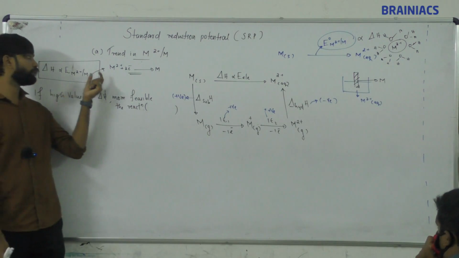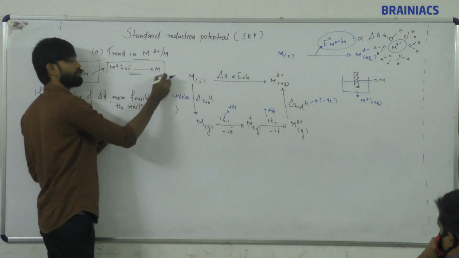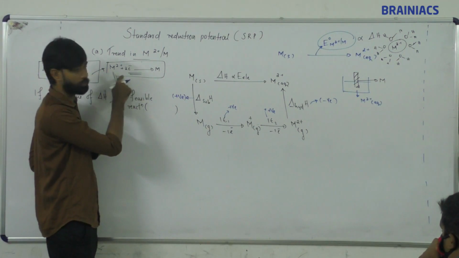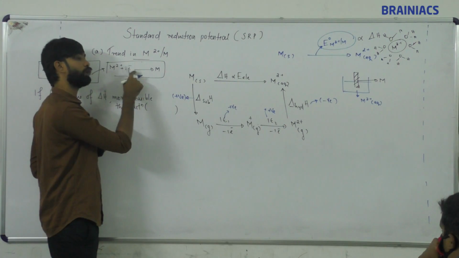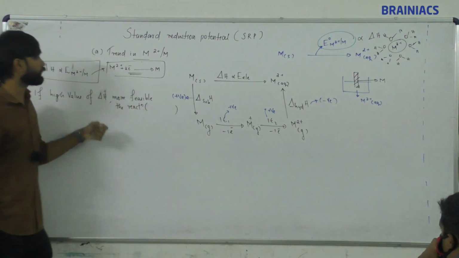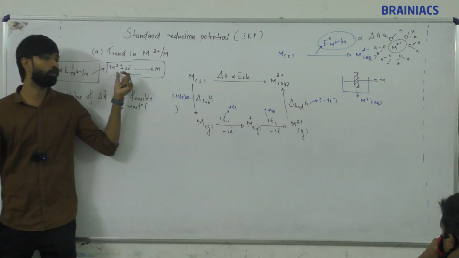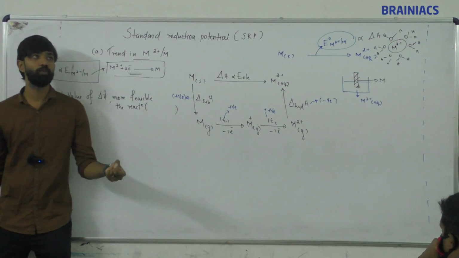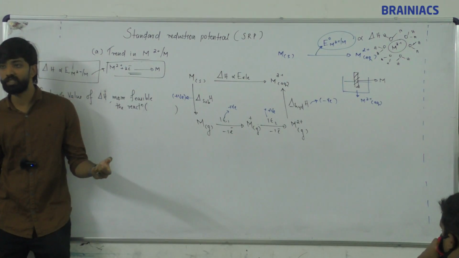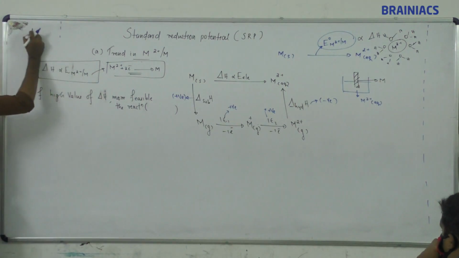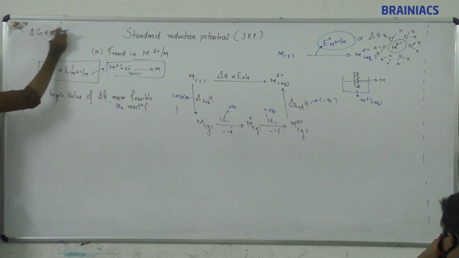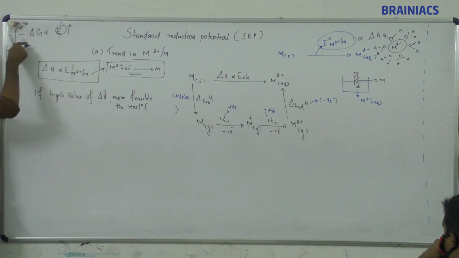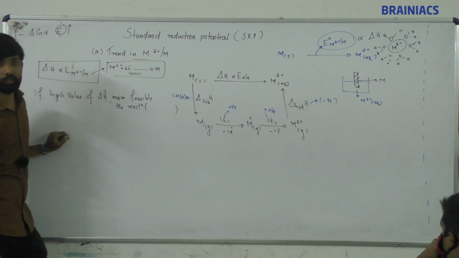If the electrode potential corresponds to this reaction, this is a reduction potential, and it corresponds to the reaction M2+ plus 2 electrons gives M. The higher the electrode potential, the more feasible the reaction will be. A higher E0 value means a more negative delta G. You know the relation between delta G and E0 is a negative relation. A higher potential means a more negative delta G and a more feasible reaction.